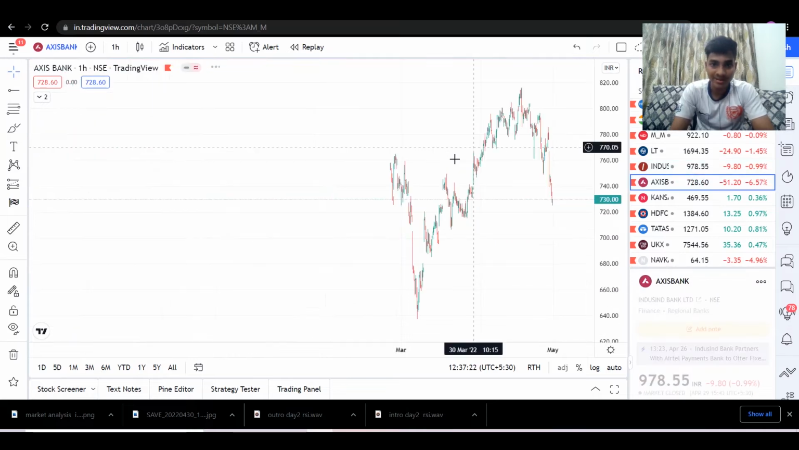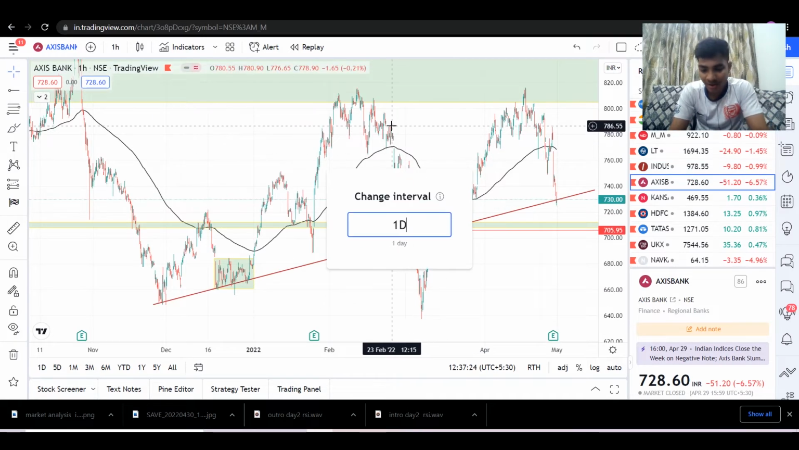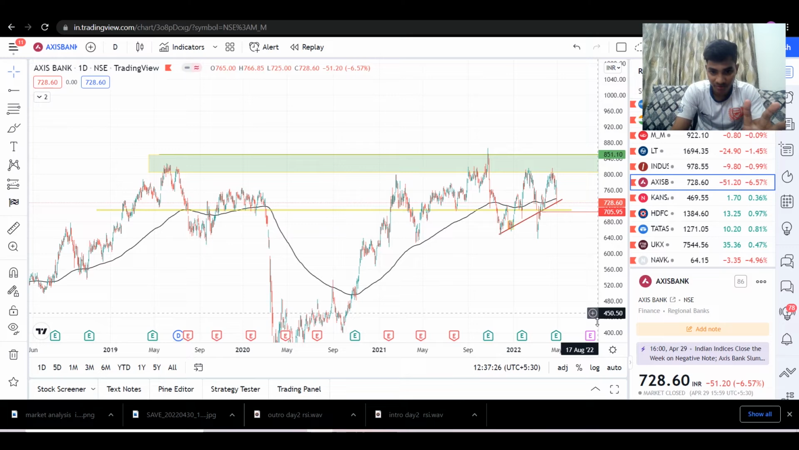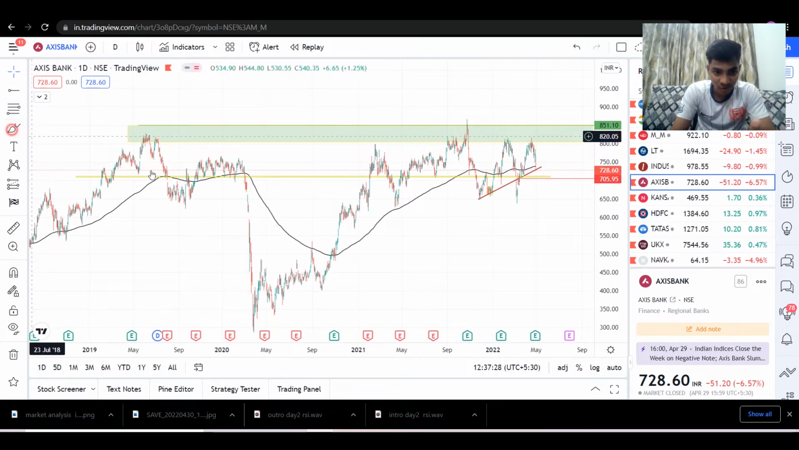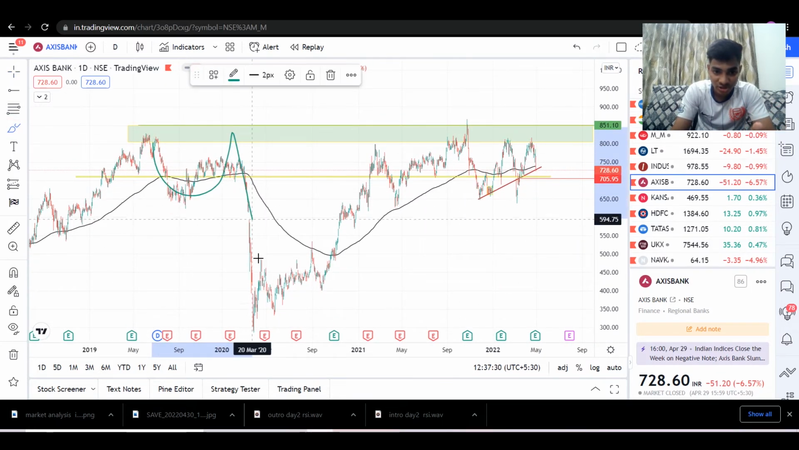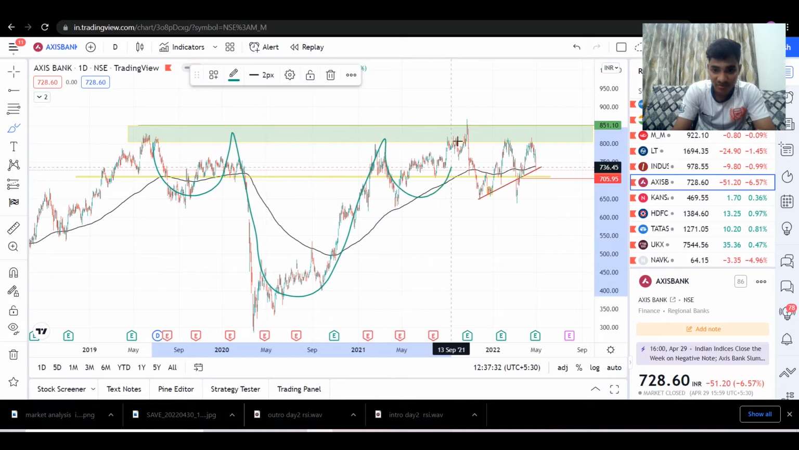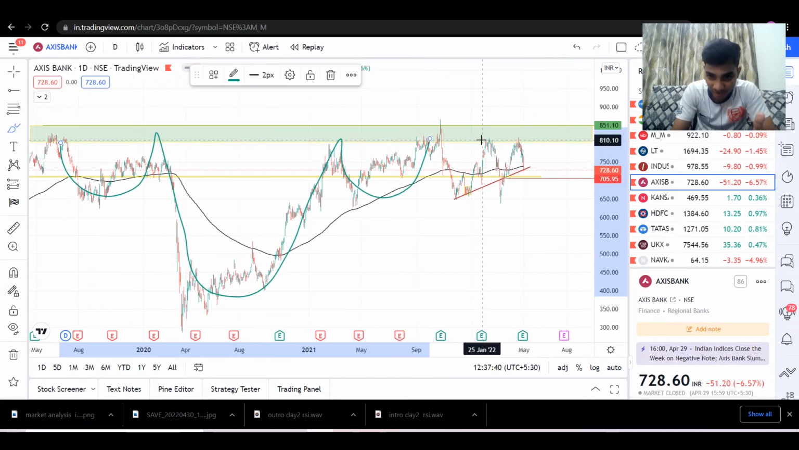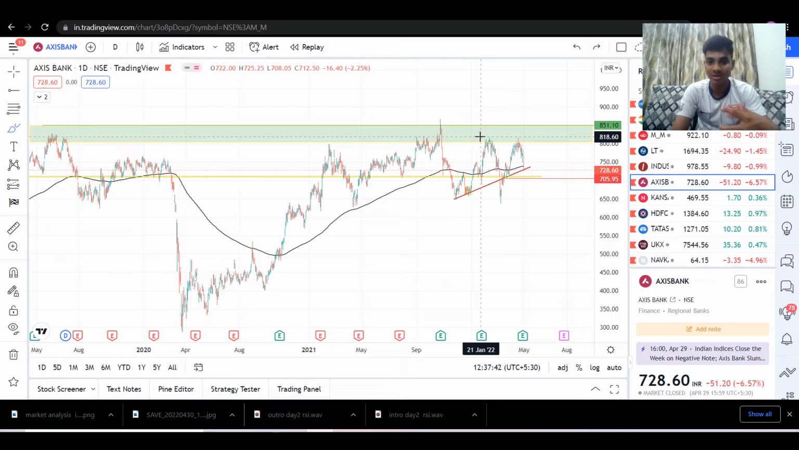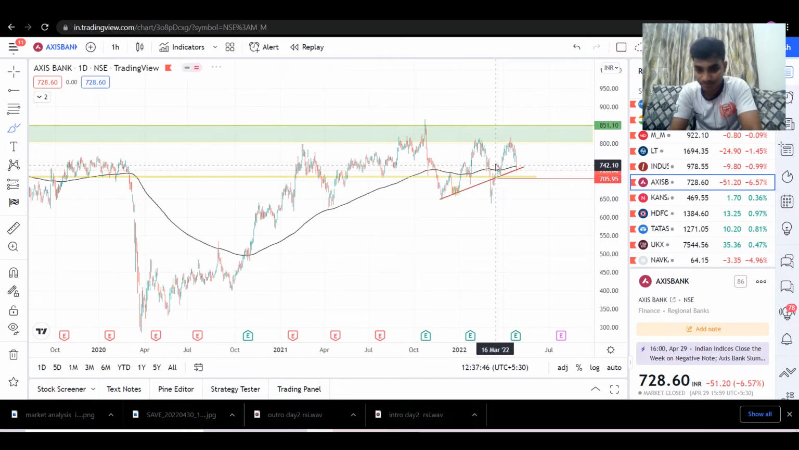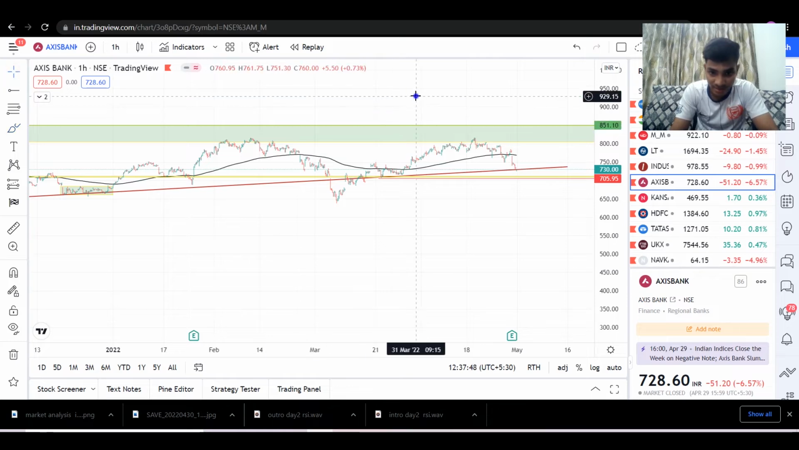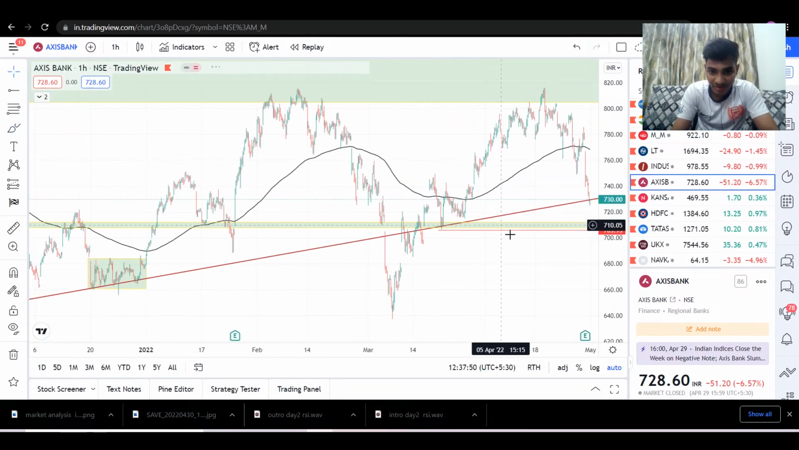Talking about the next bank, that is Axis Bank. Now if I show you Axis Bank in a bigger perspective, I can see that Axis Bank is forming a beautiful inverse head and shoulders pattern. So this is a very bullish pattern, and I was expecting that this time it would break this resistance and form an all-time high, but it didn't. It just formed a double top, and then due to the global market sentiment, that is the weak sentiment, it started falling.